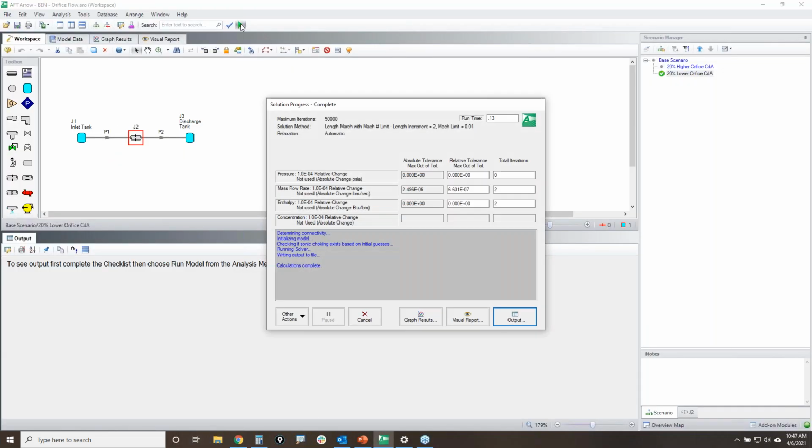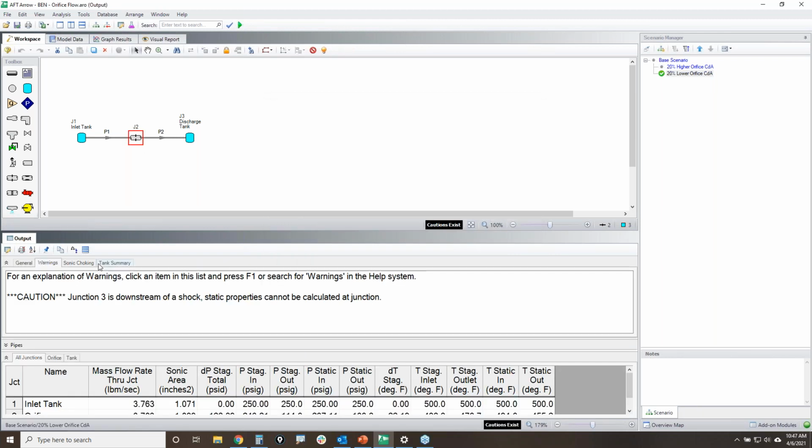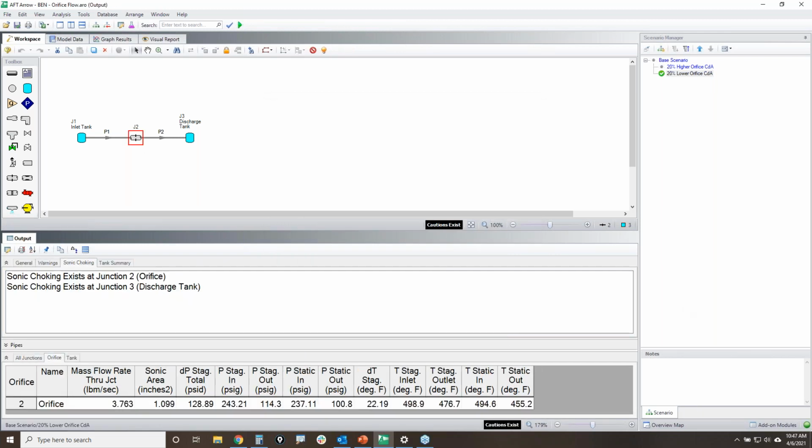So when I run this, well, look at that. I now have sonic choking at the orifice and the discharge tank. Because my vena contracta is different and larger than the sonic area, I now have new conditions where I have a new mass flow rate and a new sonic area. So this is where the orifice starts impacting things.